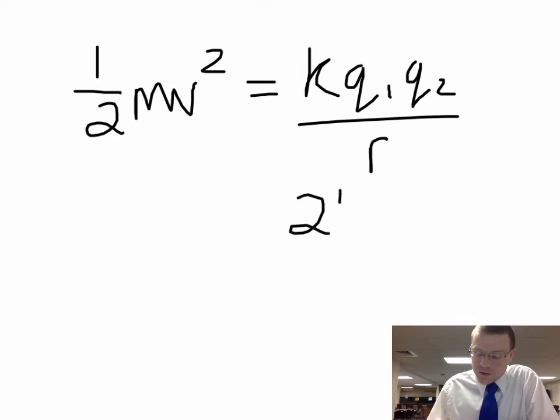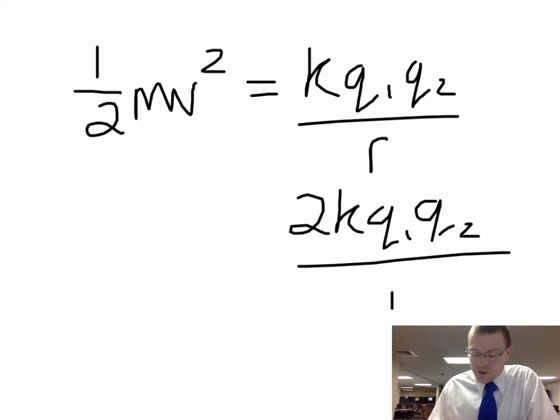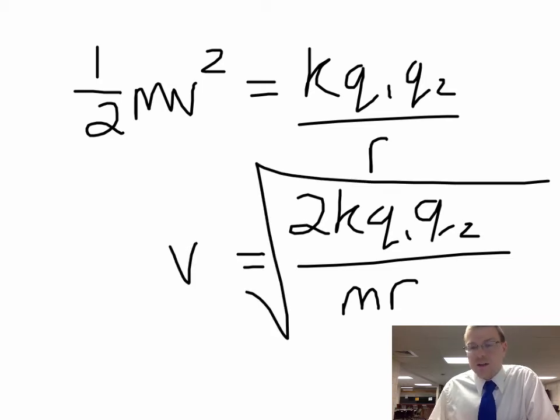I can multiply the 2 over and do q1 q2 all over the distance, and I want to get rid of that mass, so I'm going to divide the mass over, and to solve for velocity in the end, we need to take the square root. So the square root of 2kq1q2 over mr is what we need to do to find the initial velocity.